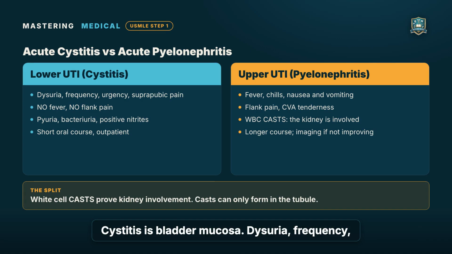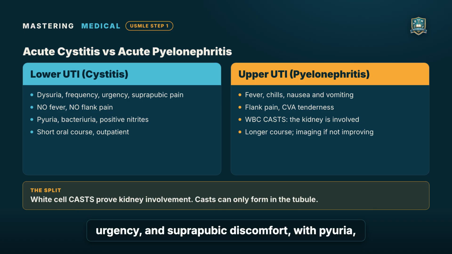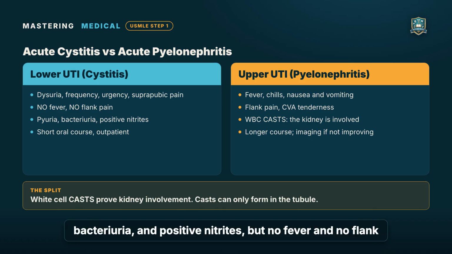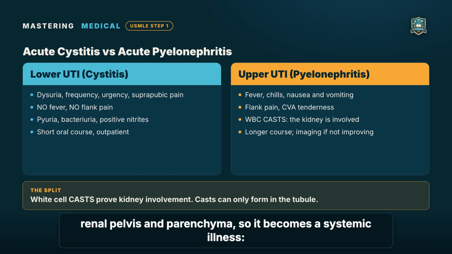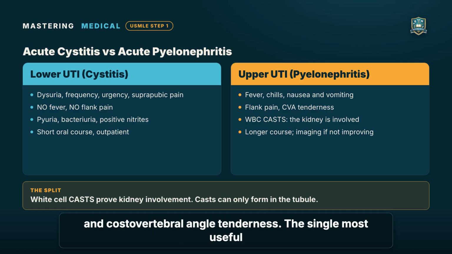Cystitis is bladder mucosa. Dysuria, frequency, urgency, and suprapubic discomfort with pyuria, bacteriuria, and positive nitrites, but no fever and no flank findings. Pyelonephritis is an ascending infection reaching the renal pelvis and parenchyma, so it becomes a systemic illness. Fever, chills, nausea and vomiting, flank pain, and costovertebral angle tenderness.